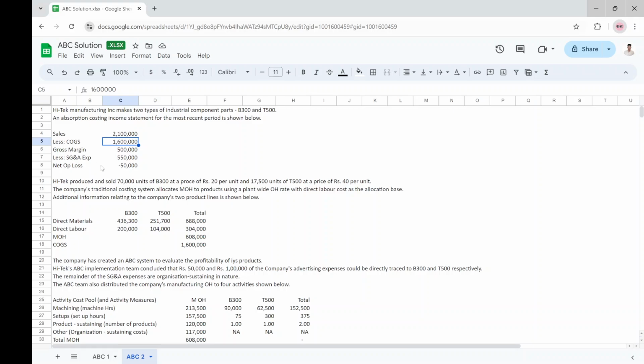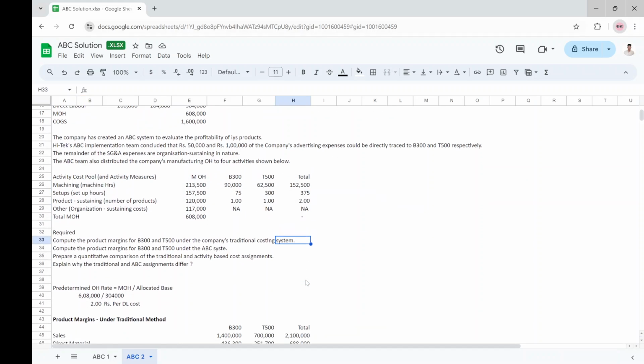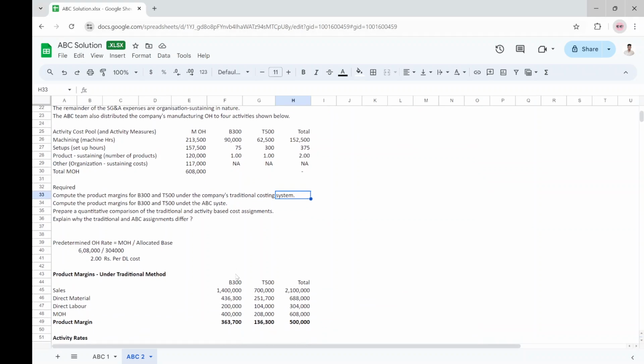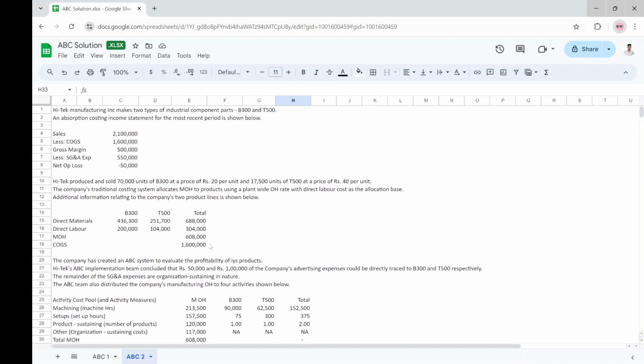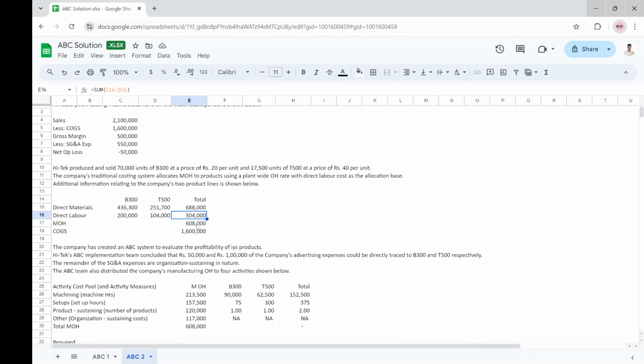So we have to do the traditional and we have to do the ABC, and the activity cost pool is given like this for ABC. Now what we will have to do is, for traditional, 6,08,000 is the invoice, and in traditional we use direct labor. So the rate is 608 by 304, which is 2.